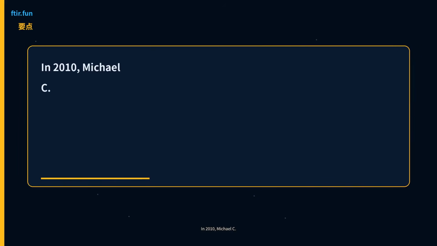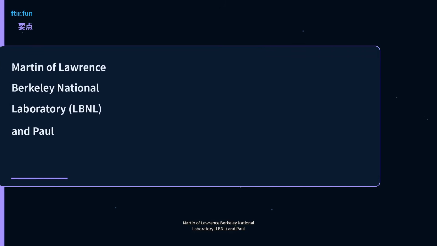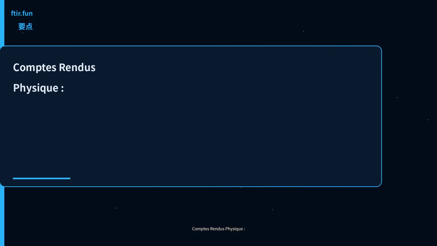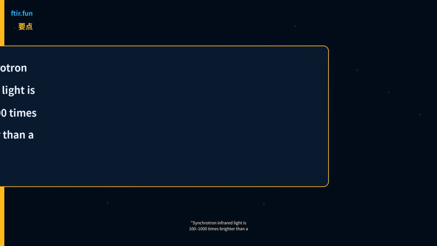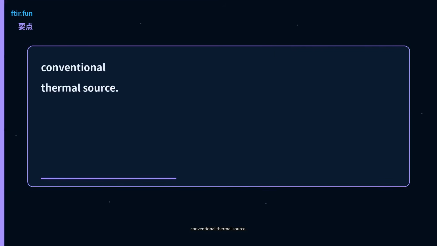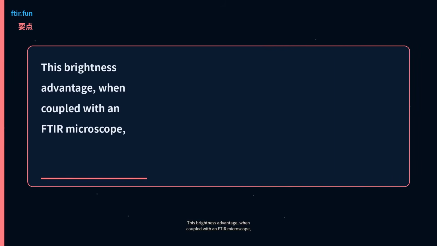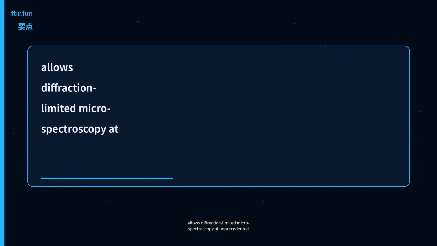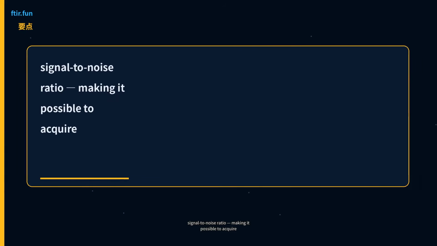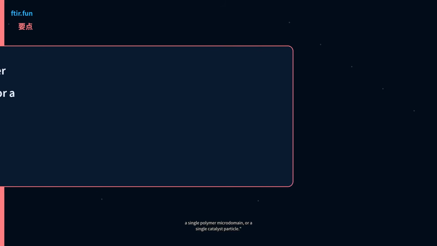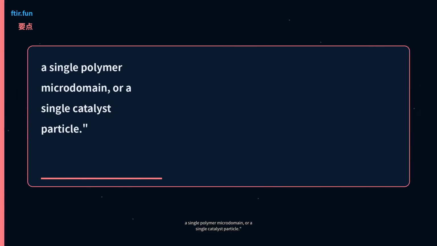In 2010, Michael C. Martin of Lawrence Berkeley National Laboratory, LBNL, and Paul Dumas of SOLEIL Synchrotron in France, wrote in a review in Comptes Rendus Physique: Synchrotron infrared light is 1,000 times brighter than a conventional thermal source. This brightness advantage, when coupled with an FTIR microscope, allows diffraction-limited microspectroscopy at unprecedented signal-to-noise ratio, making it possible to acquire high-quality spectra from a single living cell, a single polymer microdomain, or a single catalyst particle.